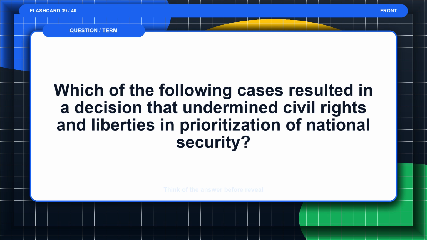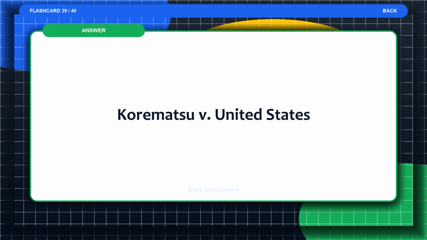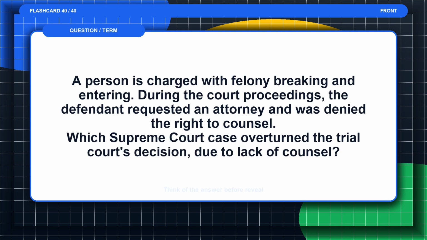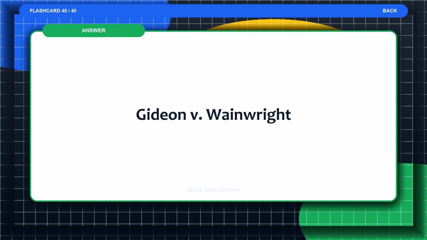Flashcard 39. Which of the following cases resulted in a decision that undermined civil rights and liberties in prioritization of national security? Think of the answer before the reveal. The answer is Korematsu v. United States. Flashcard 40. A person is charged with felony breaking and entering. During the court proceedings, the defendant requested an attorney and was denied the right to counsel. Which Supreme Court case overturned the trial court's decision due to lack of counsel? Think of the answer before the reveal. The answer is Gideon v. Wainwright.